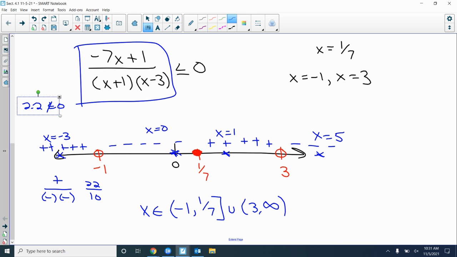So all I have to do is check positive or negative. Anything negative will satisfy less than. Anything positive will not satisfy. So I'm just checking the signs. Okay, for that. All right.